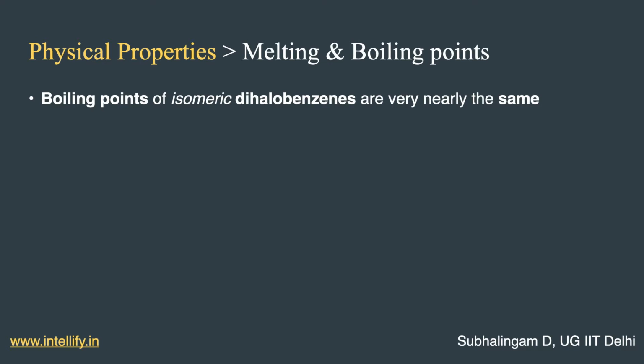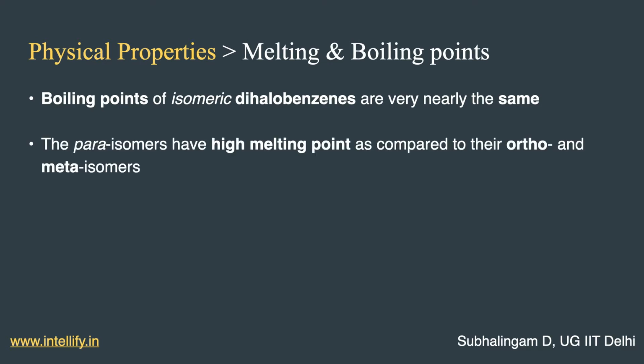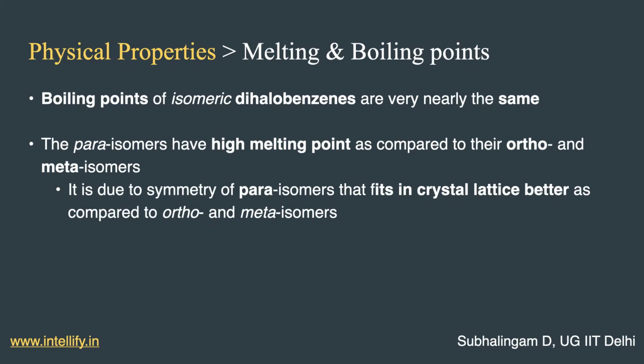Boiling points of isomeric dihalobenzenes are very nearly the same. However, when we come to melting points, para-isomers have a higher melting point as compared to ortho and meta-isomers. This is because of the symmetry of para-isomers, which fits in the crystal lattice better as compared to ortho and meta-isomers. So basically, it's because of the symmetrical nature of the crystal lattice.